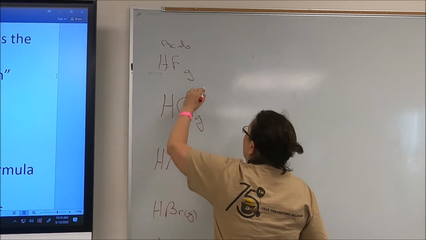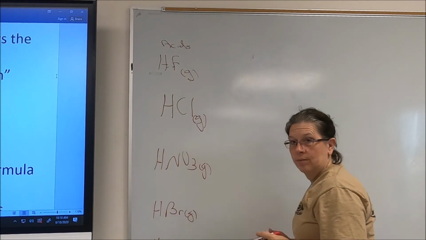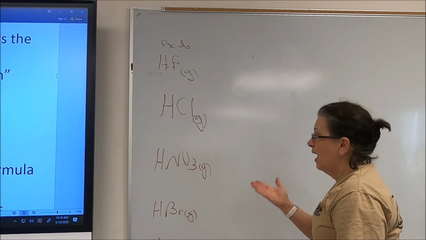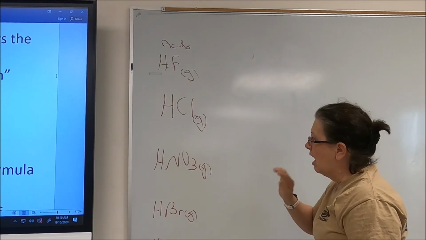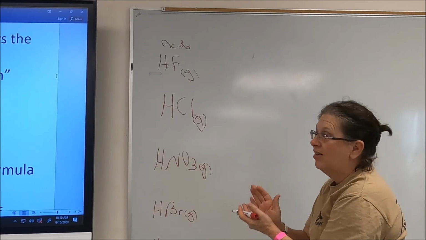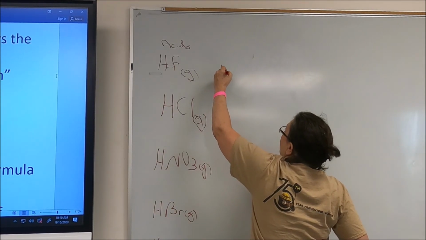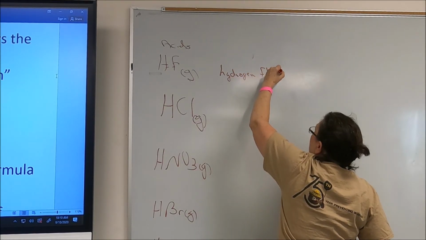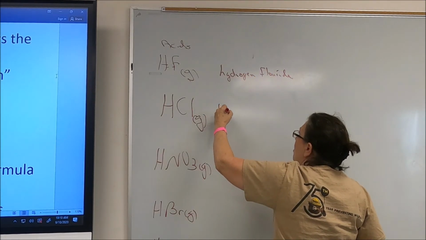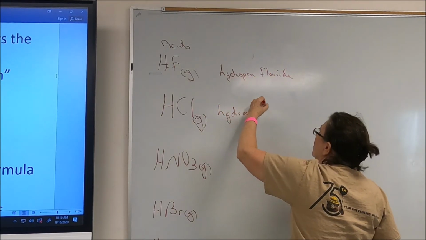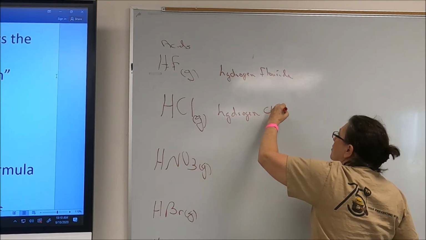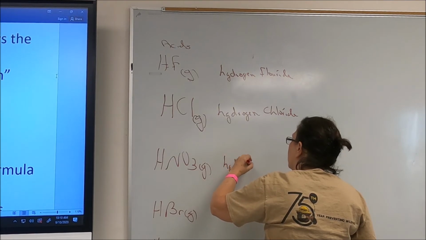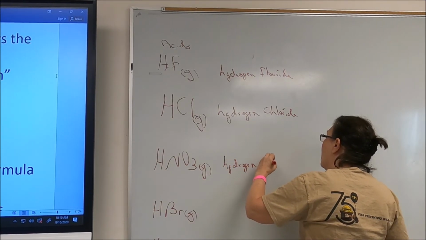HNO3, HBr, HF, H2SO4. Okay, all of these have hydrogens listed first in their name. These are all acids. If I had something like NH3, CH4, PH3, these are not acids. They're covalent compounds, but they're not acids. Okay? Acids.